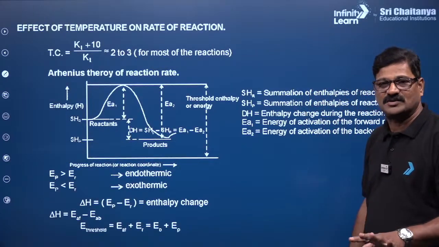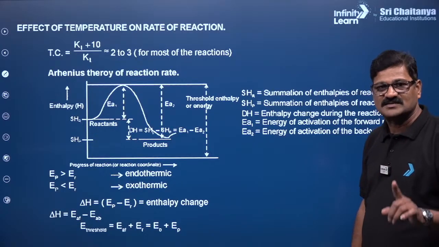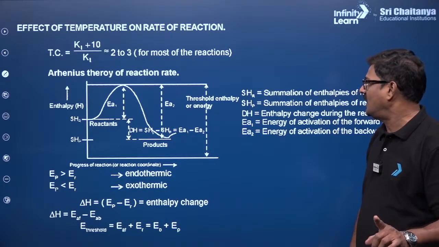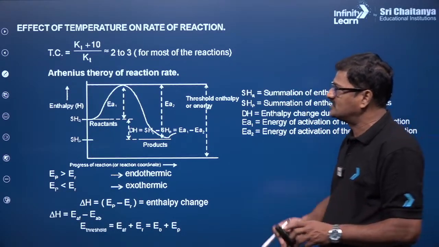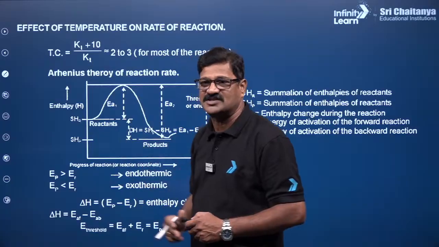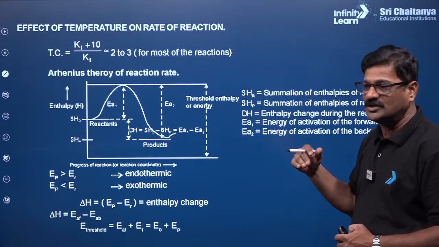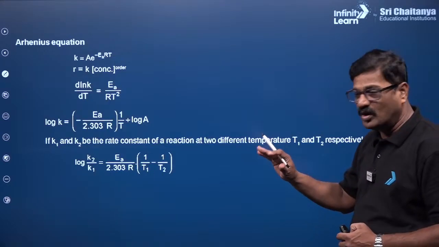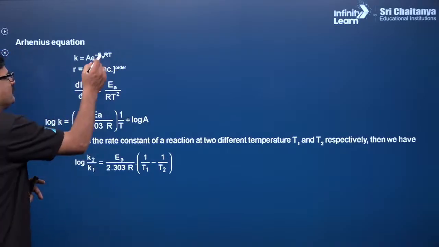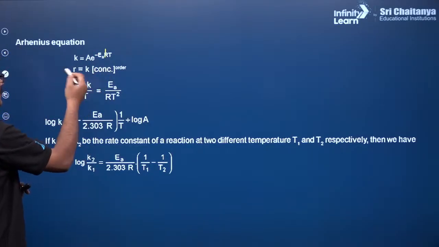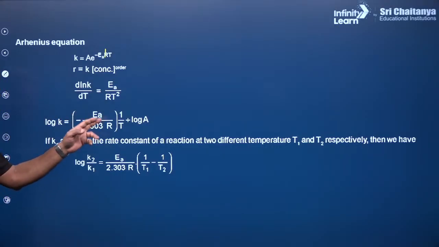And the effect of temperature: as temperature is increased, the rate of reaction is increased. That is explained on the basis of the Arrhenius equation. And the Arrhenius equation says this is also the temperature quotient. Temperature quotient Tc is equal to K at T plus 10 by Kt, and the value is nearly 2 to 3 times. And activation energy, you know it, K is equal to A e raised to minus Ea by RT, and solving it, log K is equal to minus Ea by 2.303 into 1 by T plus log A.